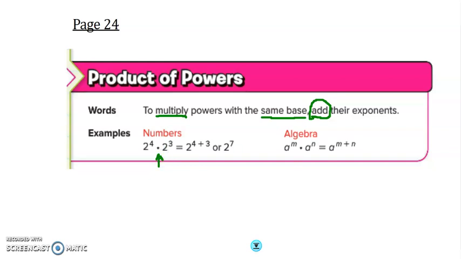And then algebraically, that just means that they have variables instead of numbers. We have a to the m times a to the n, and that would be a to the m plus n because the bases match. So now let's take a look at two more complex examples.